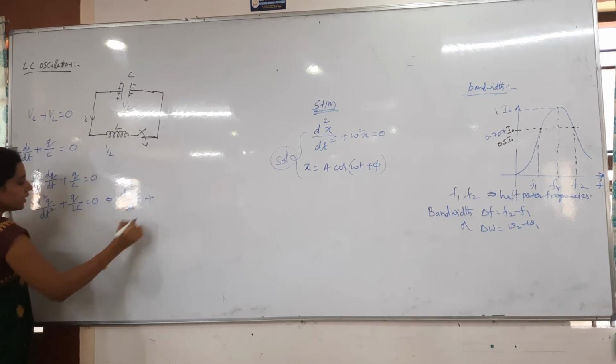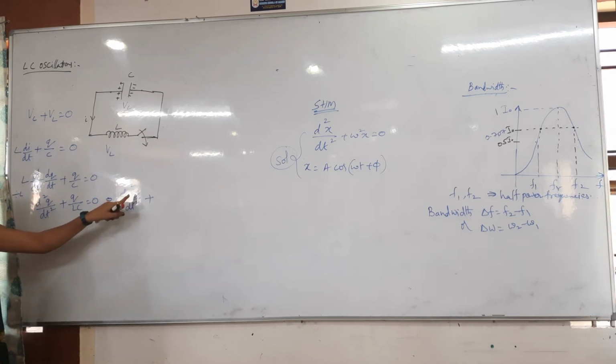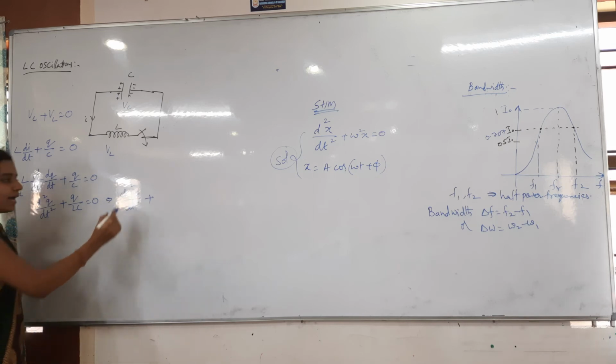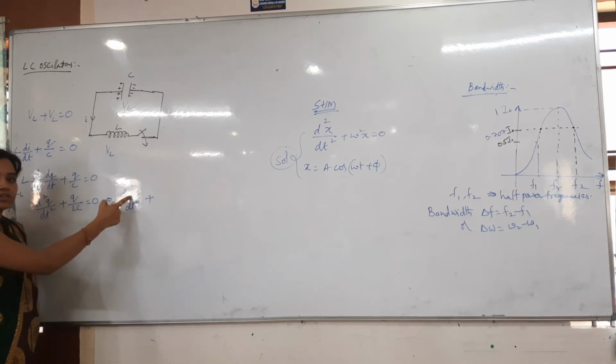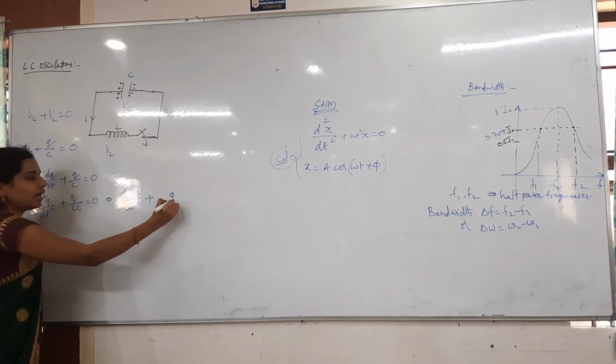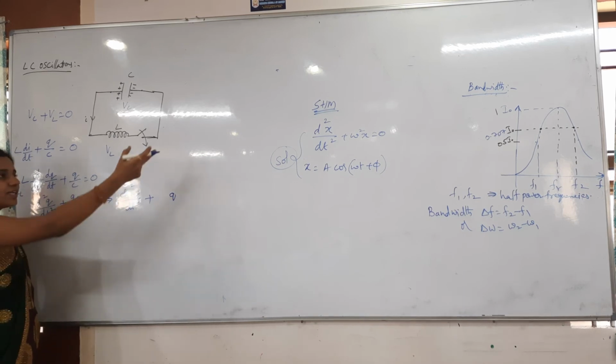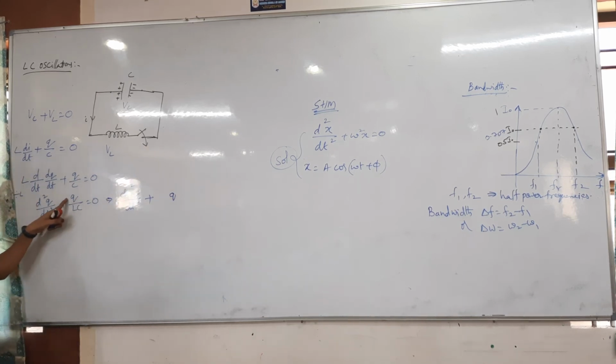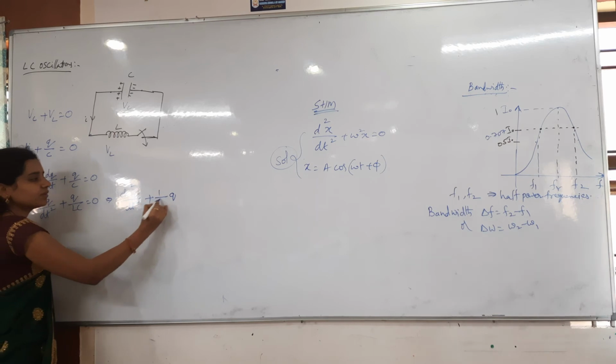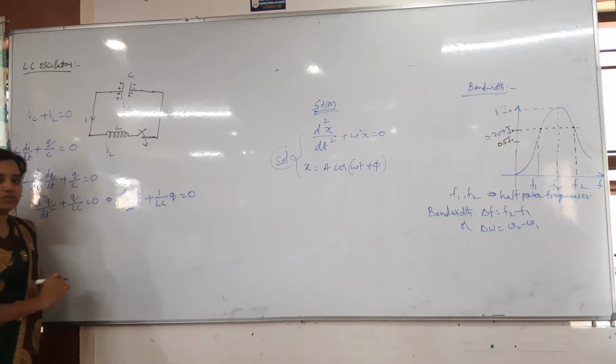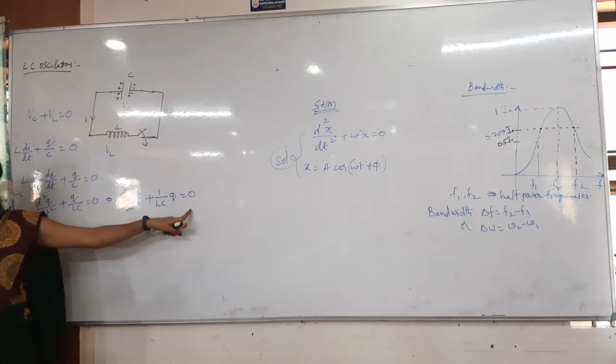square plus, which is the function here? X is the variable, right? So there x is the variable, here what is the variable? Q is the variable. I will write q as it is. Before that, in the place of omega square, what are we having? 1 by LC. 1 by LC is equal to 0. Now this is in the form of the SHM equation.